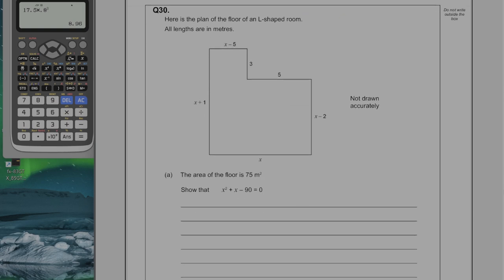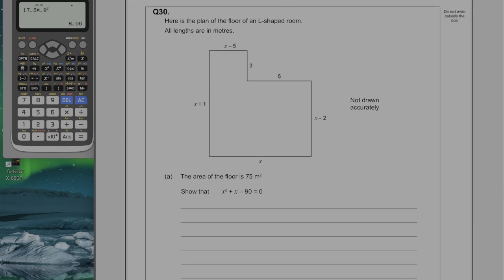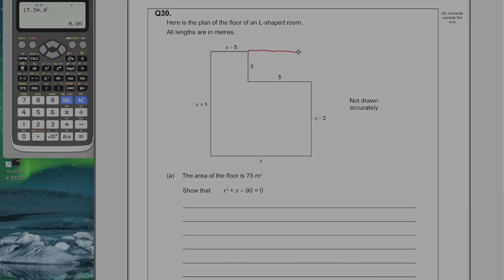Right, question 30. Here is the plan of the floor of an L-shaped room. All lengths are in meters. The area of the floor is 75 meters squared. Show that. So we need to break this down. We've got a composite shape, so we need to break it down or build it up and take away. I think building it up and taking it away is the easiest option here. So what I'm going to do is I'm going to say the area of the full rectangle, take away this cutout.